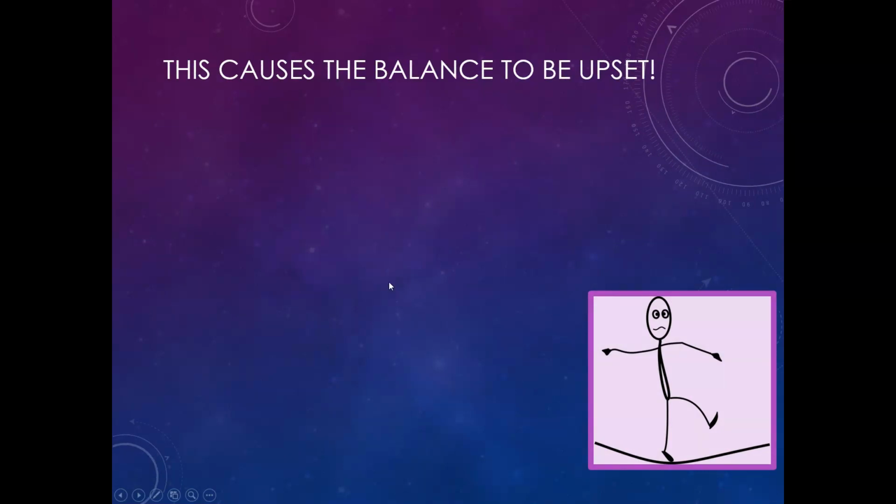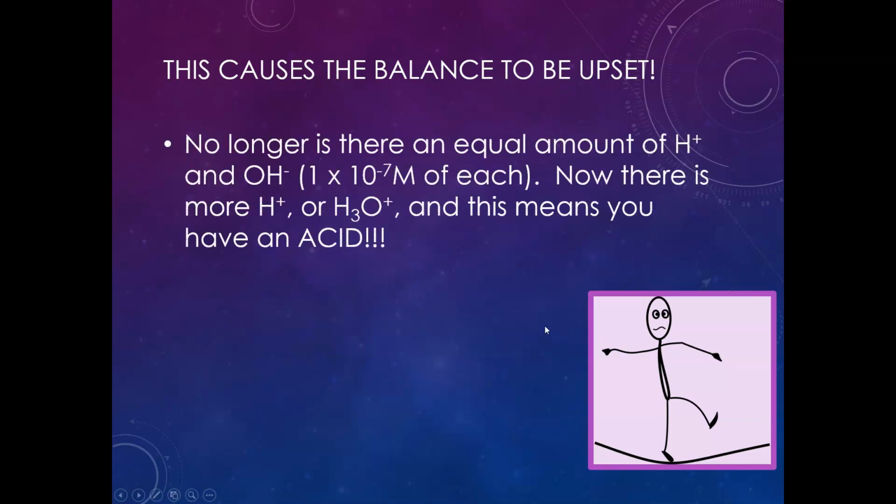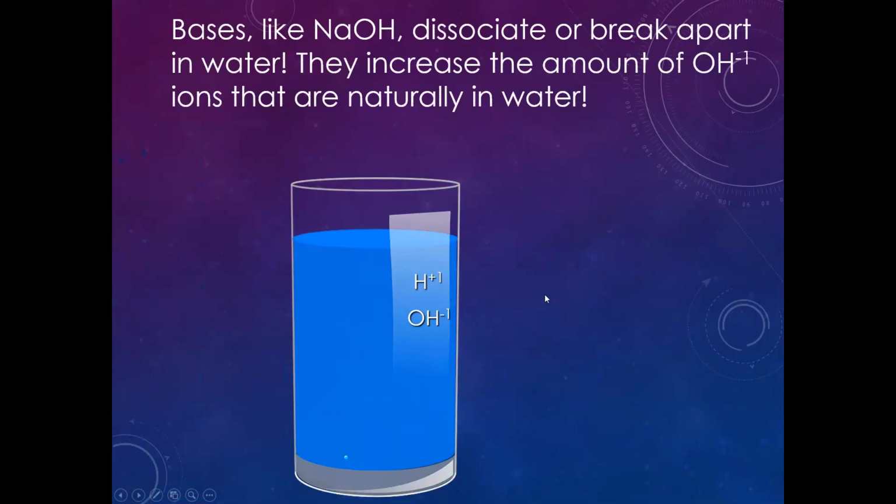So when we put something in there like hydrochloric acid, we upset the balance of the system. And there's no longer going to be an equal number of hydrogen ions and hydroxide ions. So now you may have more hydrogen ions or hydronium ions. And if we do, that means we have an acid.